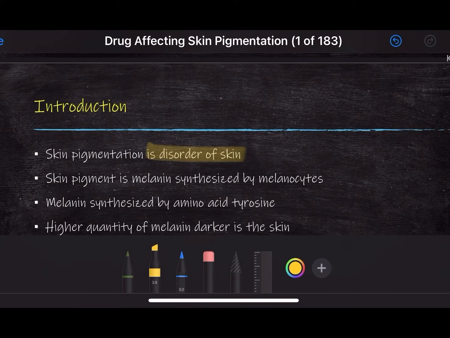Skin pigment is melanin synthesized by melanocytes. There are some cells called melanocytes which synthesize this skin pigment, and the name of the skin pigment is melanin. There is one amino acid involved in this process called tyrosine. With the help of the tyrosine kinase enzyme and a series of chemical reactions, this melanin is synthesized by melanocytes.